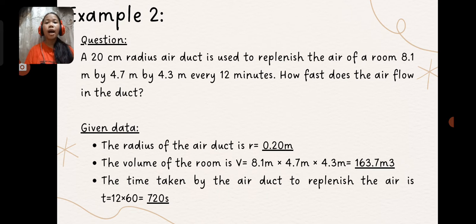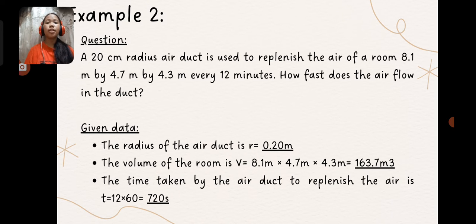The radius given in the question has the unit of centimeter, and we should convert it into meters for uniformity of units, to not complicate calculating the volume flow rate. So the volume of the room is volume equals 8.1 meters times 4.7 meters times 4.3 meters equals 163.7 cubic meters. The time taken by the air duct to replenish the air is time equals 12 times 60 equals 720 seconds.